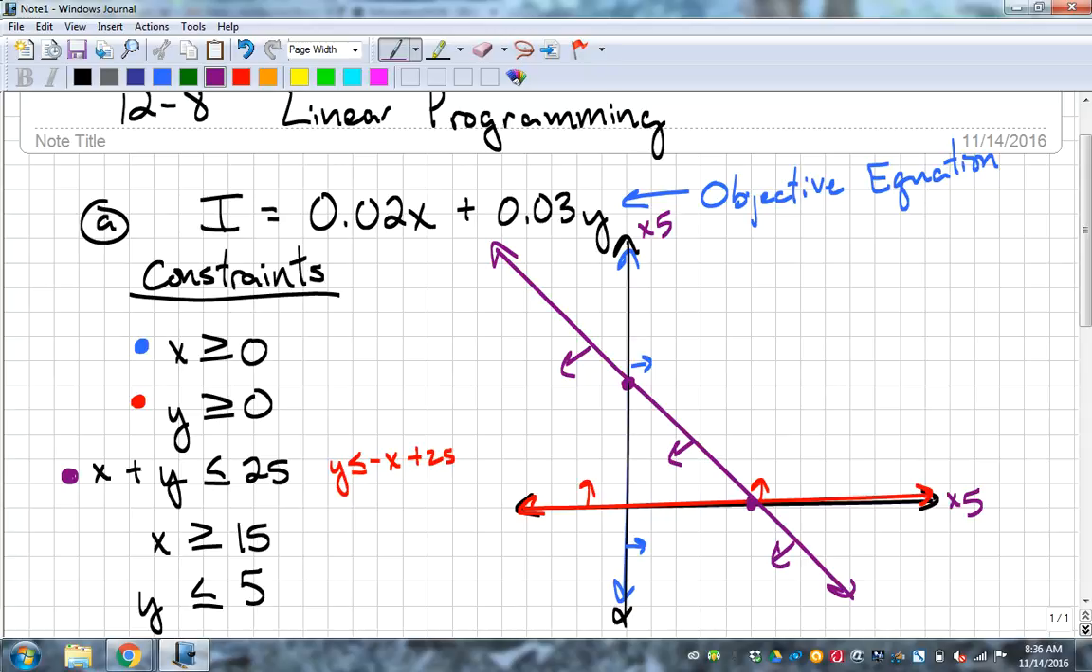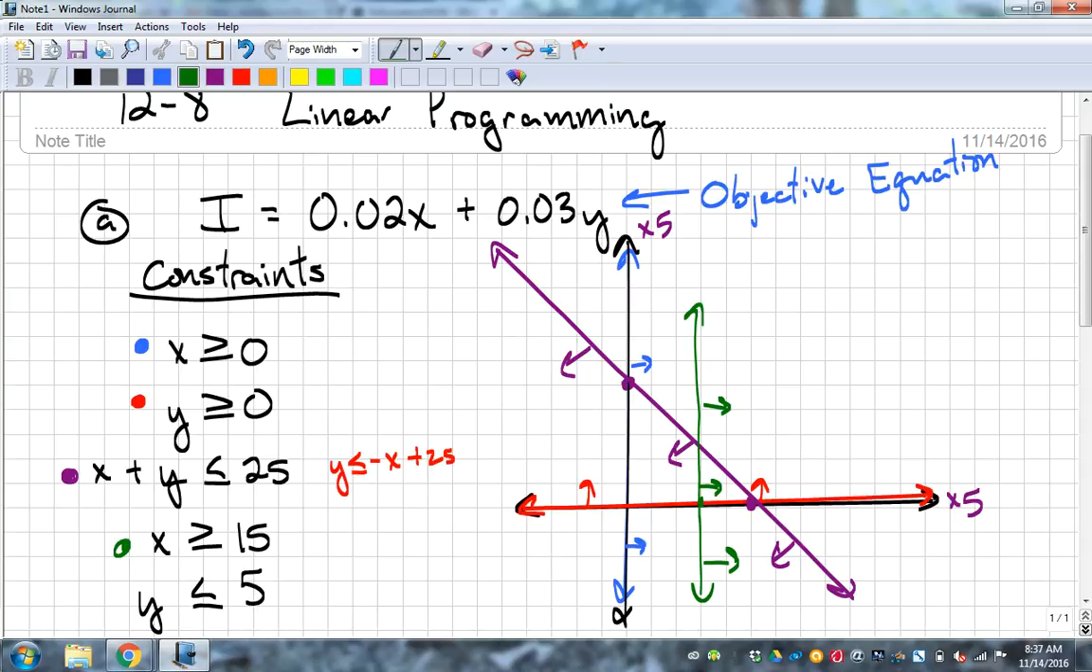Here we got x is greater than or equal to 15. So I'm going to go to 15 on the x-axis and put a vertical line. So if I'm going by fives, it'll be the third block. Vertical line. And it's greater than or equal to. So that means I would shade right or left. Right. So greater than. So if it were just the first four constraints, it would be this even smaller triangle right here. That's the solution area.